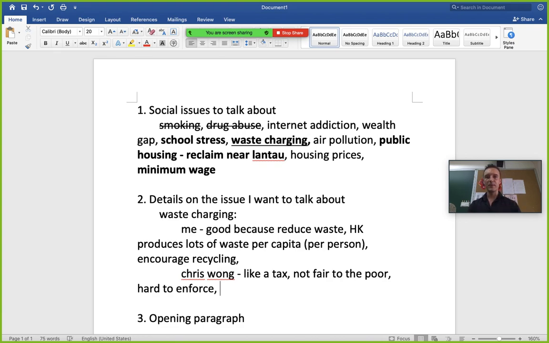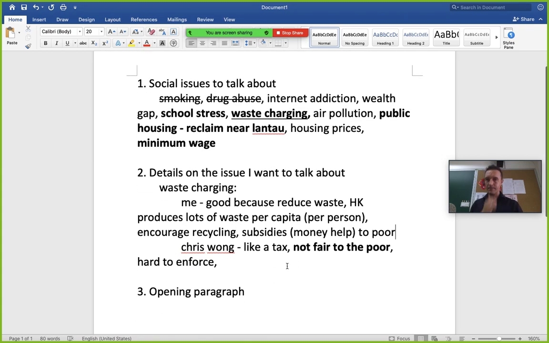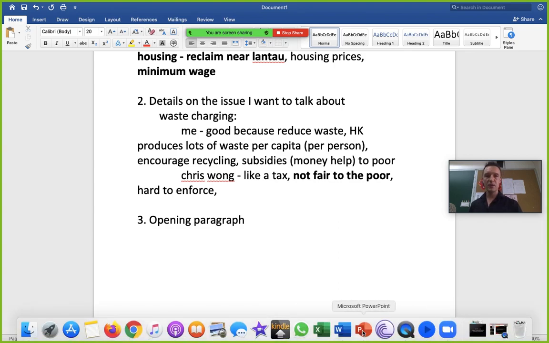the nice thing now that I'm brainstorming is that I can think of the argument against it. Like right here, most people would say this is the big one. It's not fair to the poor. Especially now, because with the economy bad, this is a big issue. So maybe I would say subsidies, which again means money help. That would be, I think of what the other side says, and then I can think of the defense to argue against them. Okay. So I feel pretty good. I can put why I disagree with Chris Wong and why I believe that he's wrong. Okay. So let's also go back here.